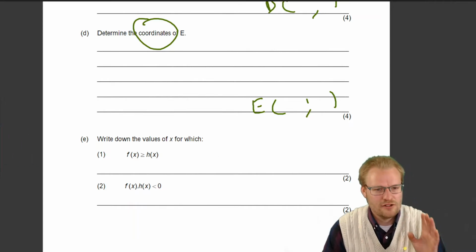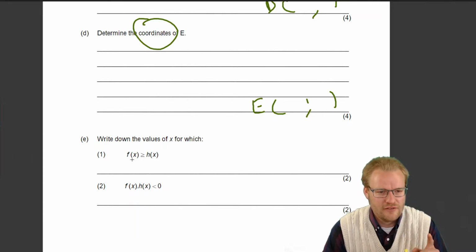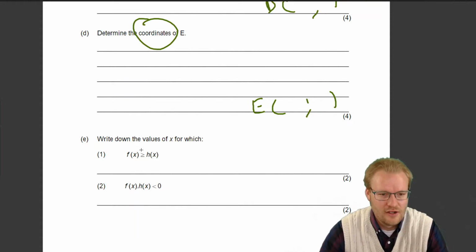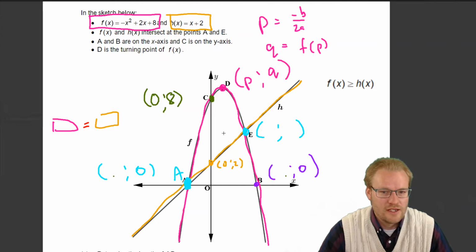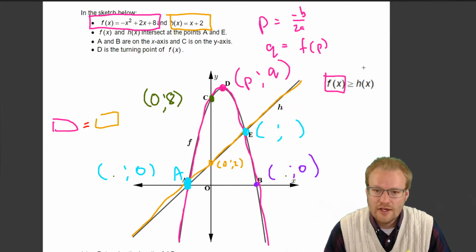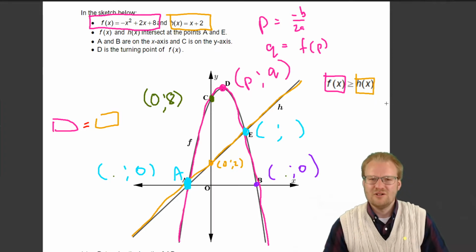Write down the values of x for which f of x is greater than h of x. So for these two things here, let's grab that and see if we can do this. Cool. So that's what we're looking at. That's useful. So we're seeing, when does f of x, when's our parabola and pink graph, when is it greater than or equal to h of x? What does that mean?